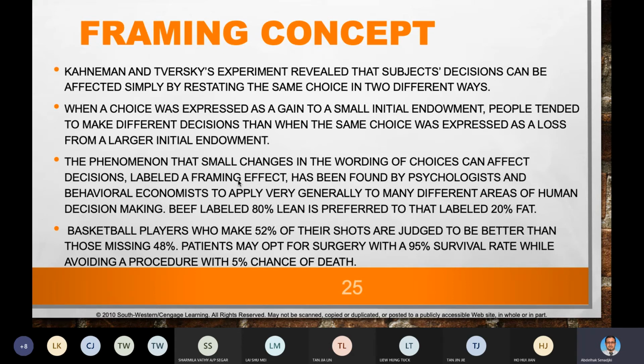So basketball players who make 50% of their shots are judged to be better than those missing 50%. A patient may opt for surgery with a 95% survival rate while avoiding a procedure with a 5% chance of death. You want to go for surgery. If the doctor says, hey, there is a 5% chance of death, you will say, no, I don't want to do it. But if he tells you, actually it's the same, there is a 95% chance of success, you will do it. So it plays with your mental perception. So this is the framing concept.